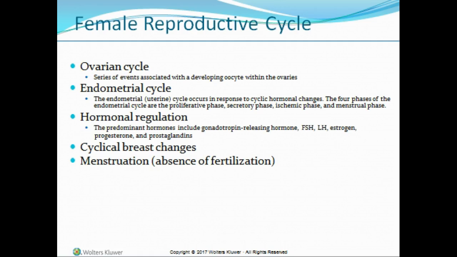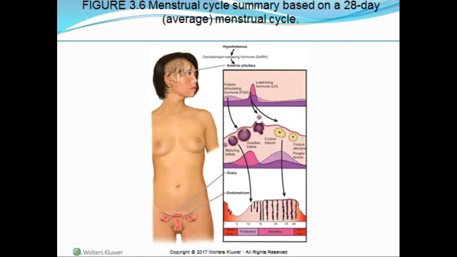Definitely, when we're talking about the menstrual cycle, there are cyclical breast changes that occur. And if the egg is not fertilized by a sperm, the woman sheds the endometrial layer, and she gets her period or menstruation. So this is figure 3.6 in your book. It's the menstrual cycle summary based on a 28-day cycle, which is considered a normal menstrual cycle. You can find this on page 74 in your textbook.